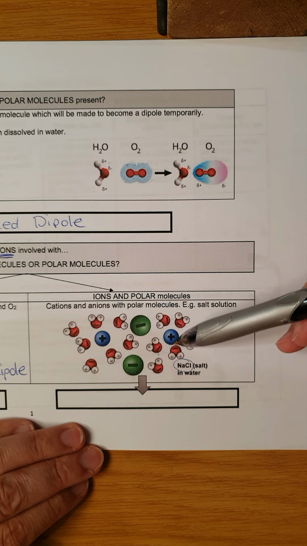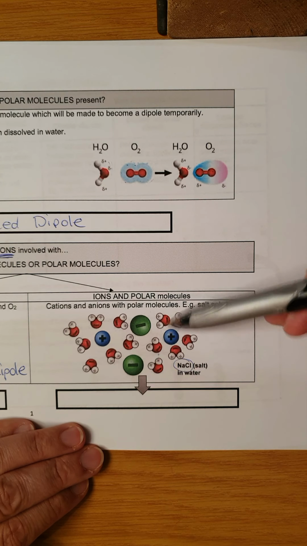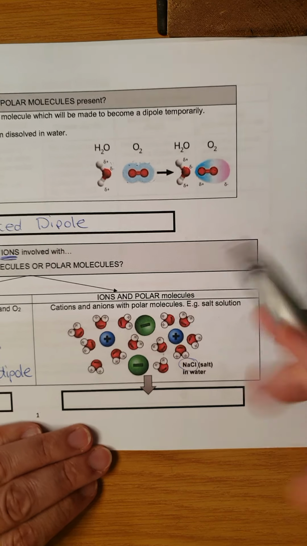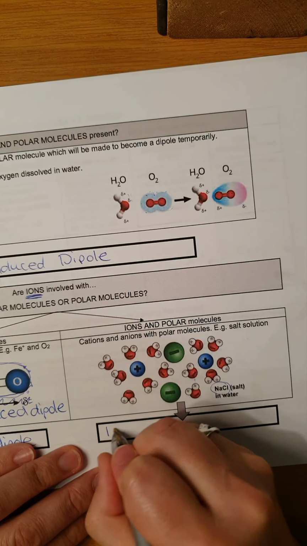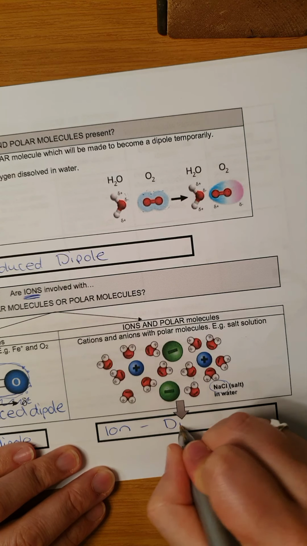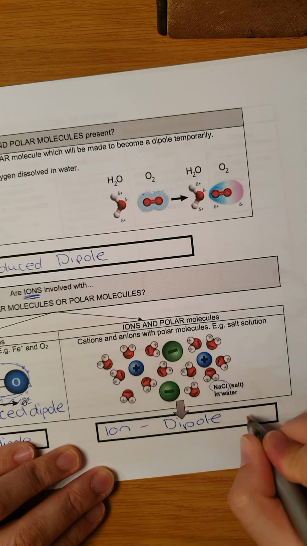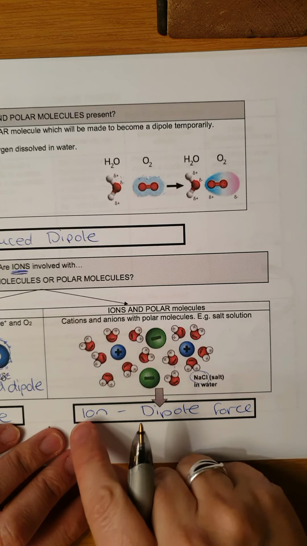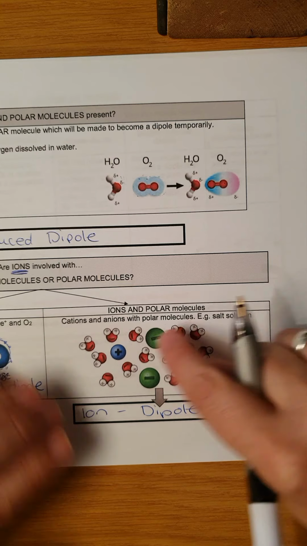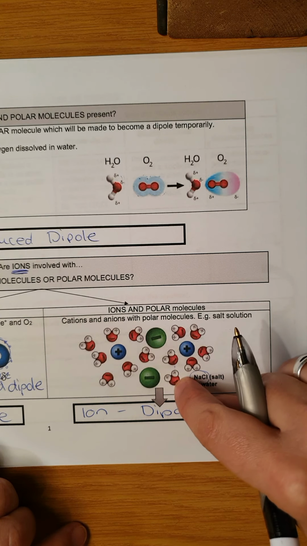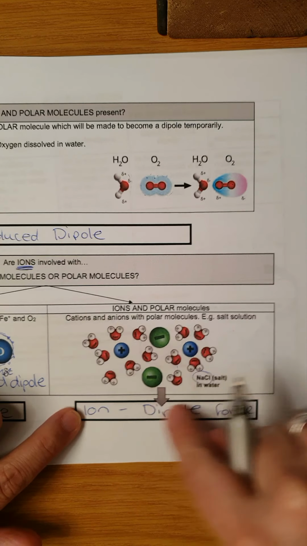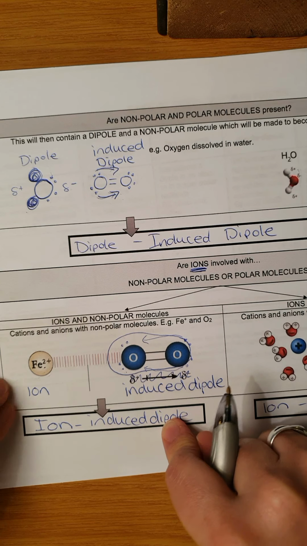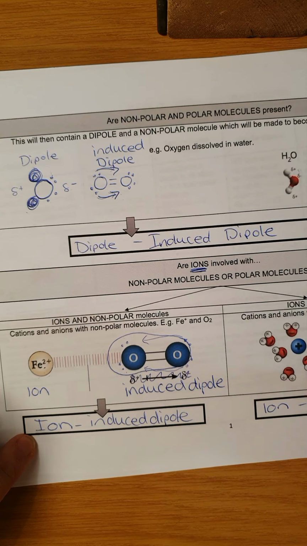Where you've got this force of attraction now between this positive ion and negative side, and this negative ion and this positive side, and this is now called ion dipole force. You can put force after each one of these, it's no problem. Ion dipole. Why? Because look what's there. There's ions and there's polar molecules, so it's a dipole. Ion dipole. This is a non-polar, but it's induced into a dipole. There's an ion, so it's ion induced dipole.